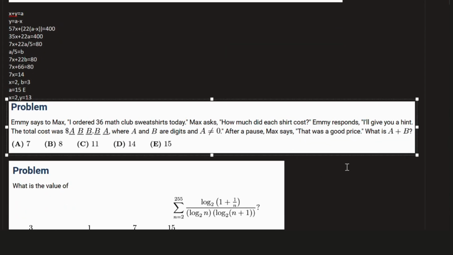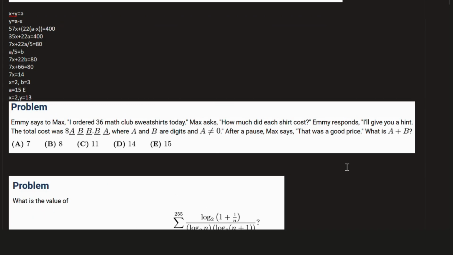Now, moving on to the next question, what we can notice here is that we can let the price in cents be, we can multiply all of this by 100, since each item has to have a whole number of cents. This will give us all integers, and the integer total cost will be ABBA. So we know that ABBA must be divisible by 36.